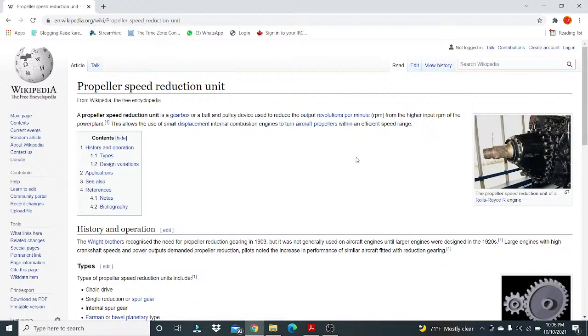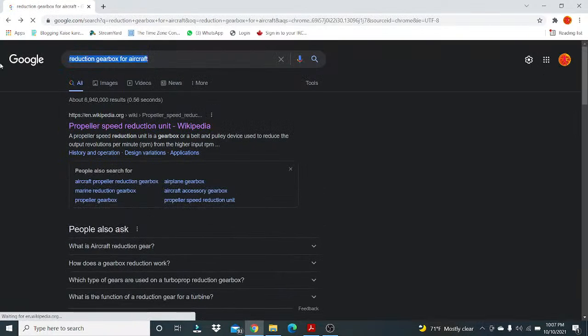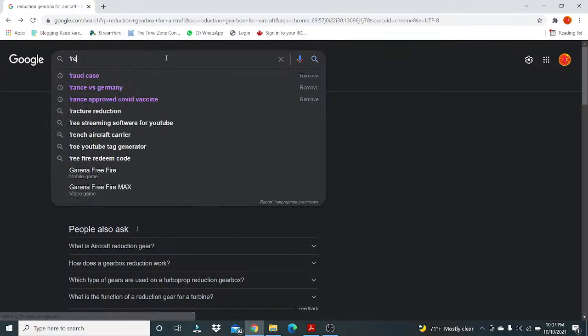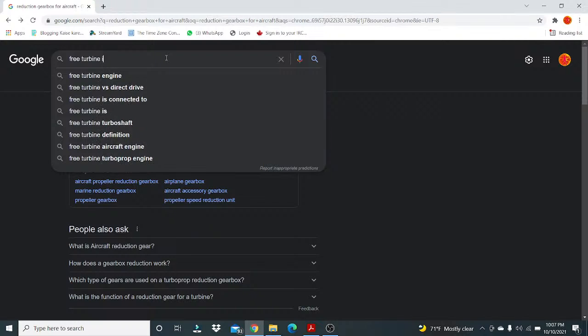So their job is to conduct the aircraft propeller speed, revolution RPM, to an efficient speed, and free turbine.